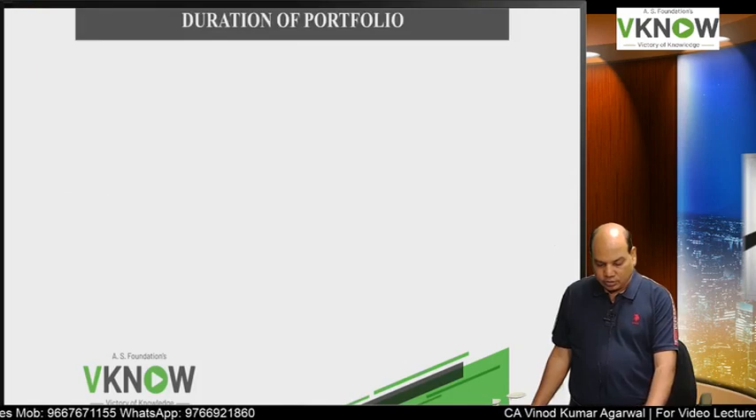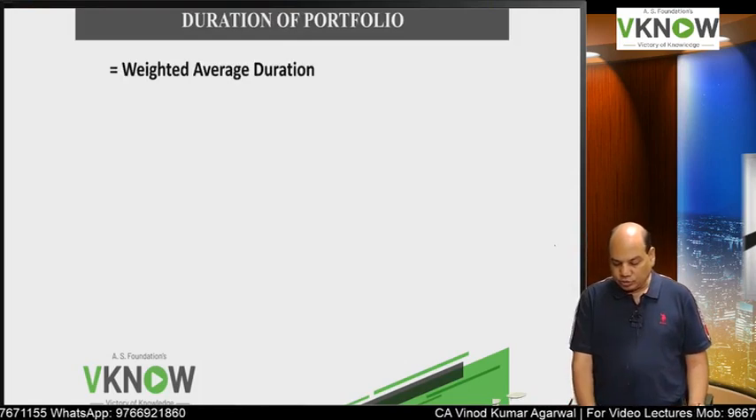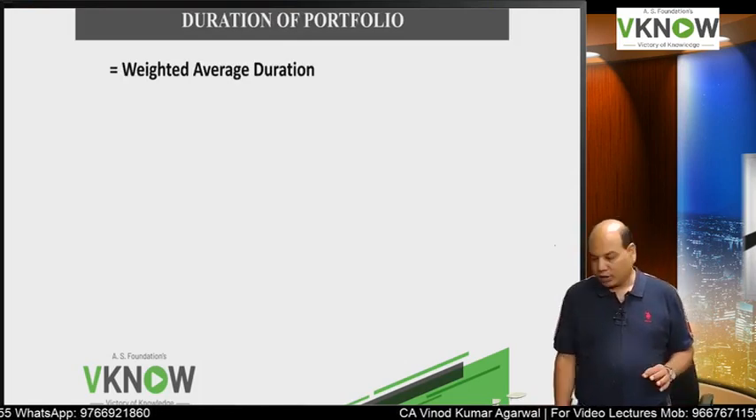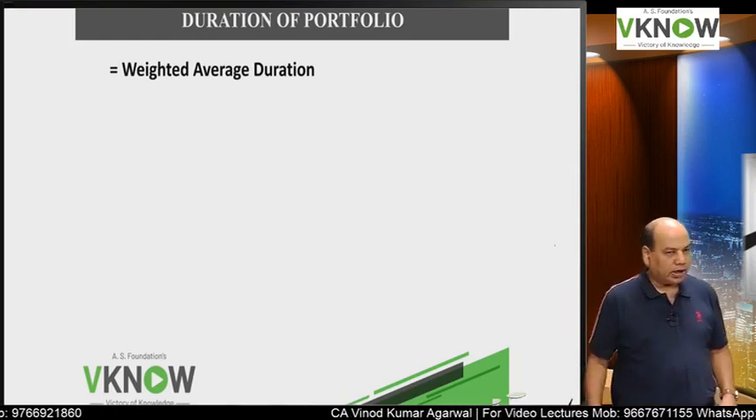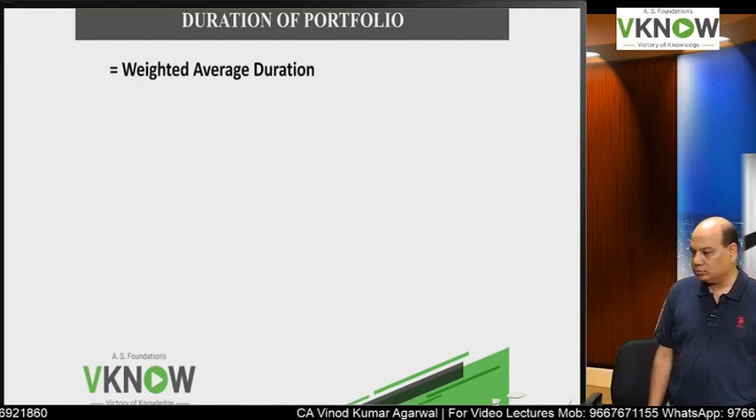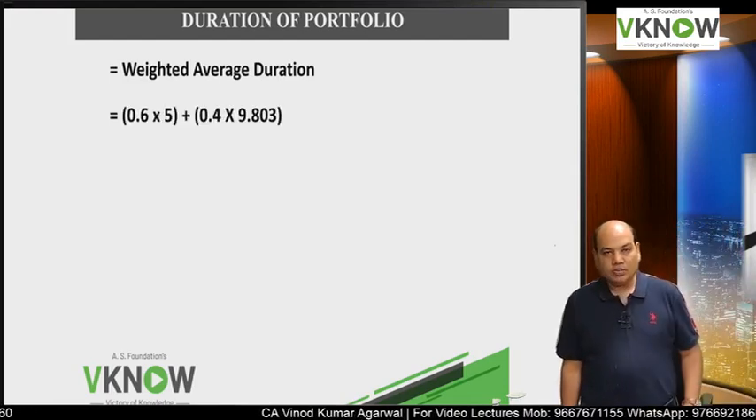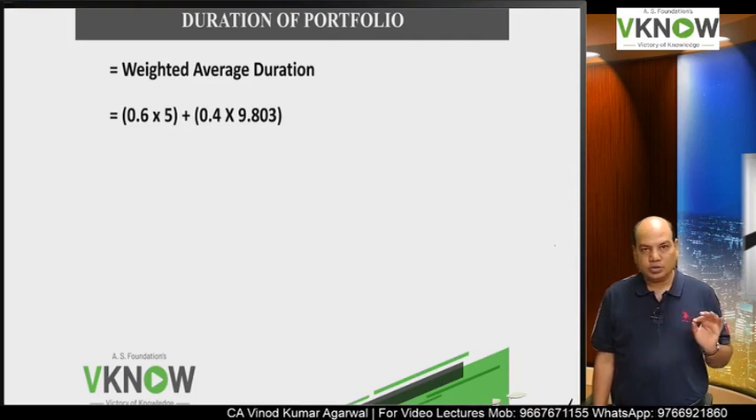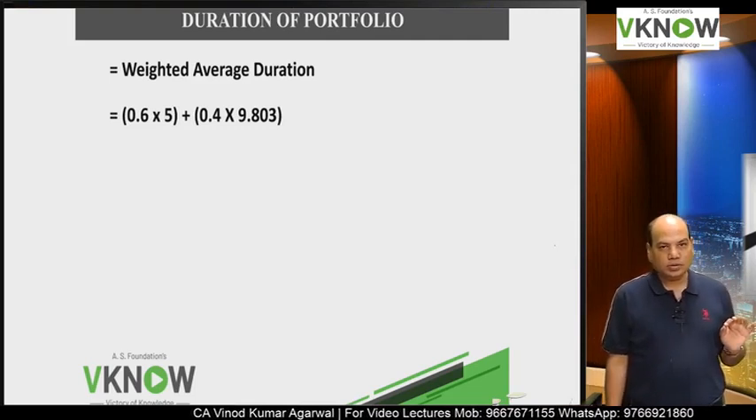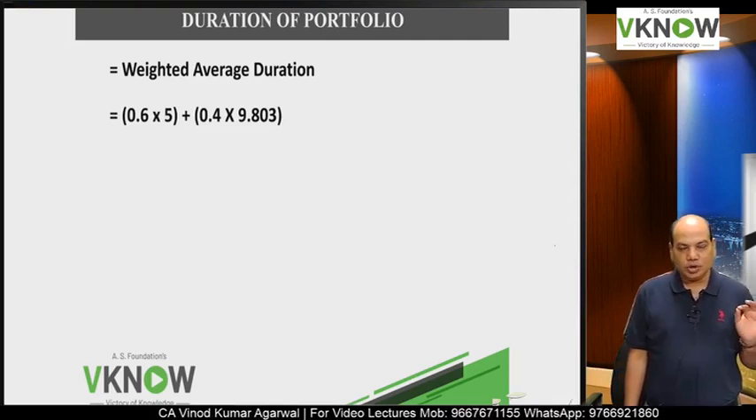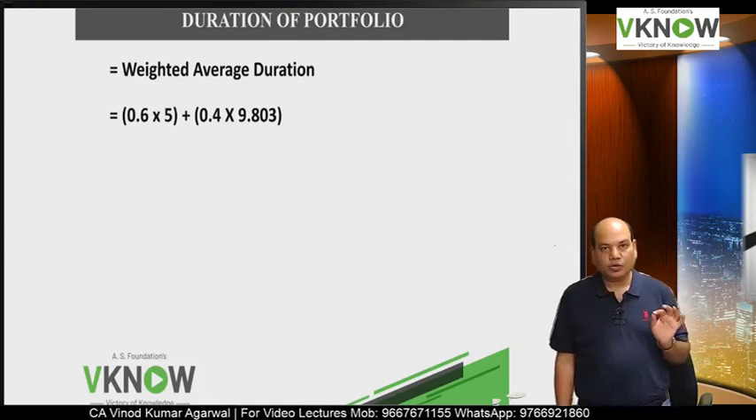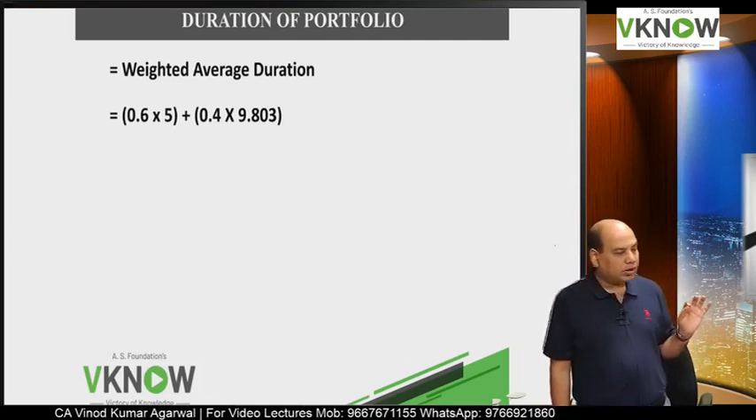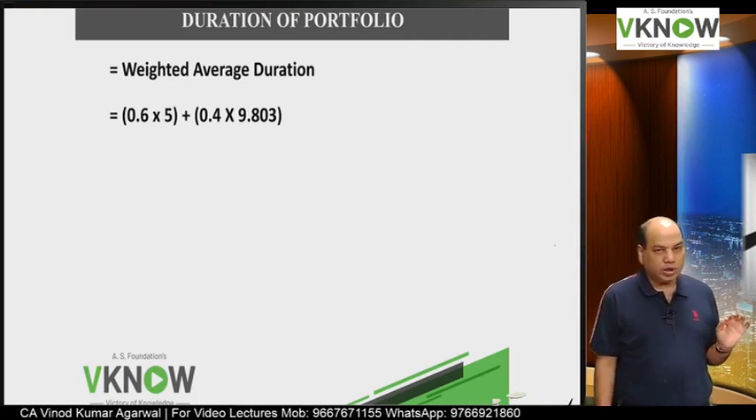Now you can find out the duration of the portfolio. So step 4, write down duration of portfolio, which is equal to weighted average duration. And how do we solve it? By multiplying weight into duration. So for bond A, the weight is 0.6, duration is 5, 0.6 into 5, plus for bond B, the weight is 0.4 and the duration we have computed is 9.803, into 9.803.